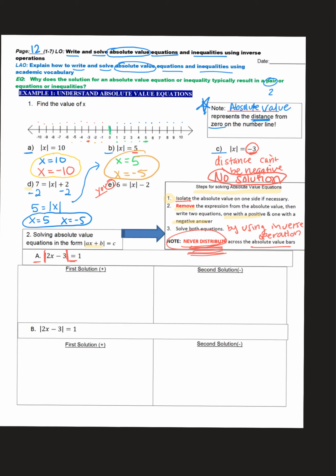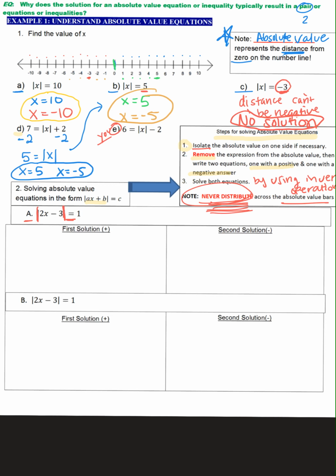So I tried to make this as easy as possible. We're going to remove the absolute value bars and write the expression 2x minus 3 equals, and our first solution is going to be positive. So this is positive 1, because we're talking about one space to the right on the number line. Then our second solution is going to be the negative version of that. So we're going to have 2x minus 3 equals negative 1, because it could also be negative 1 space on the number line.